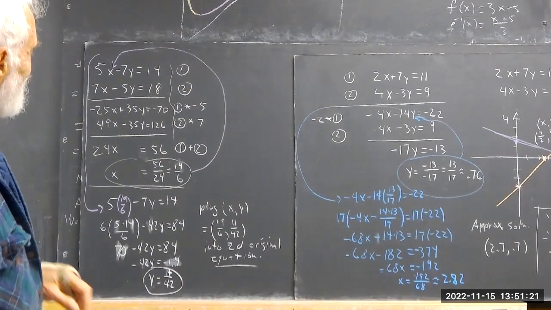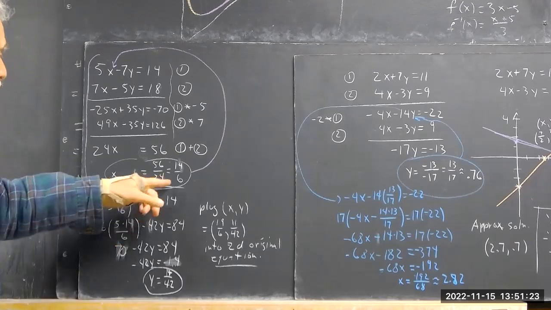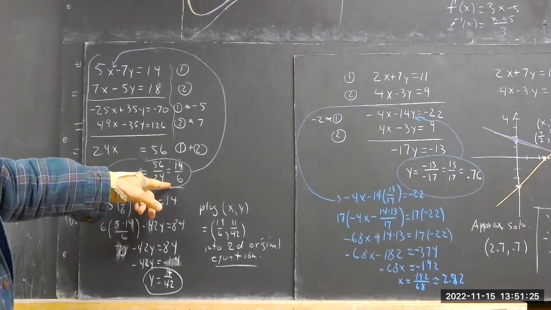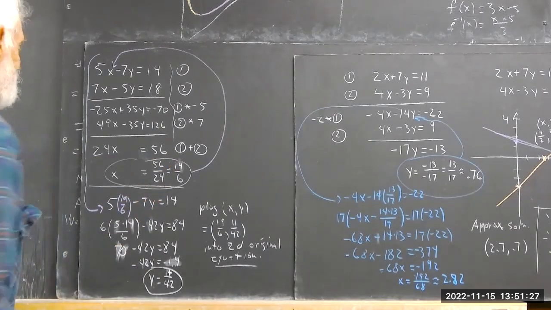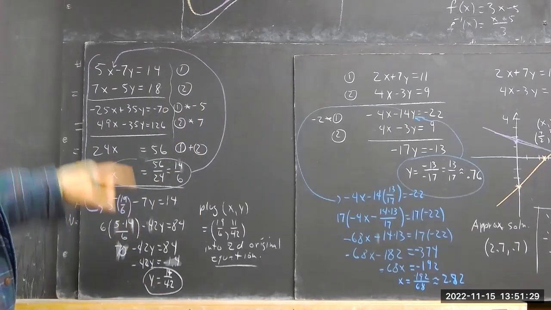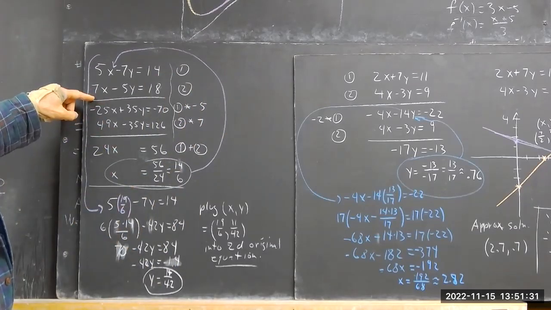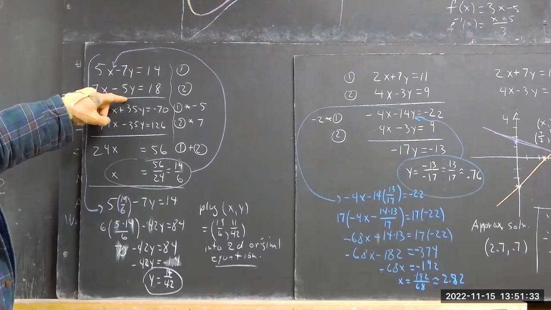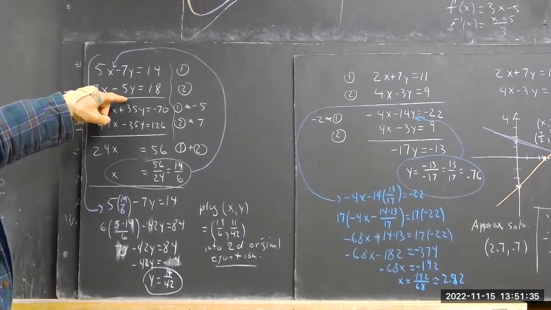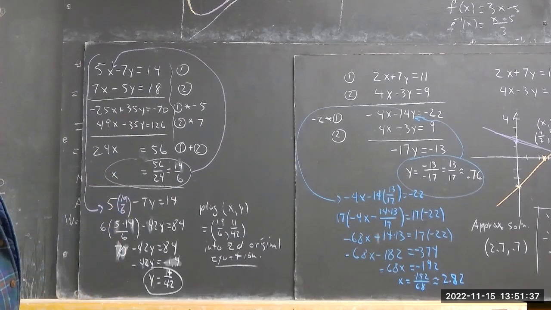Okay, let's see. So I plug that in. 14 over 6 is like 2 1/3. Going to give you like 14.16 or something like that. And still not working real well.